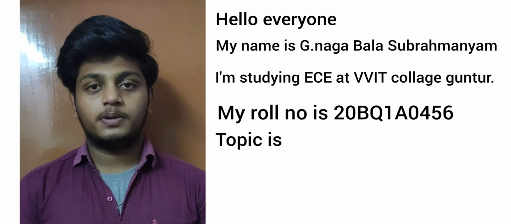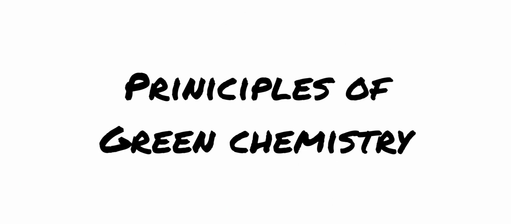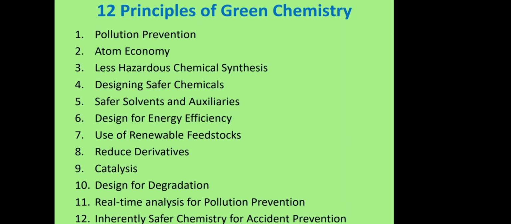Today our topic is about principles of green chemistry. In these, we have 12 principles for green chemistry. First one, pollution prevention. Second one, atom economy. Third one, less hazardous chemical synthesis. Fourth one, designing safer chemicals. Fifth one, safer solvents and auxiliaries.